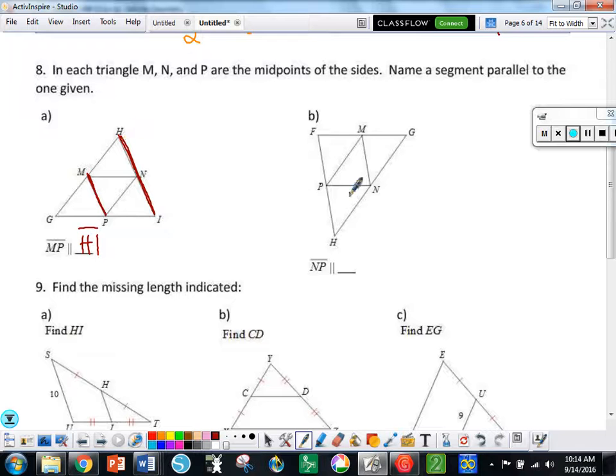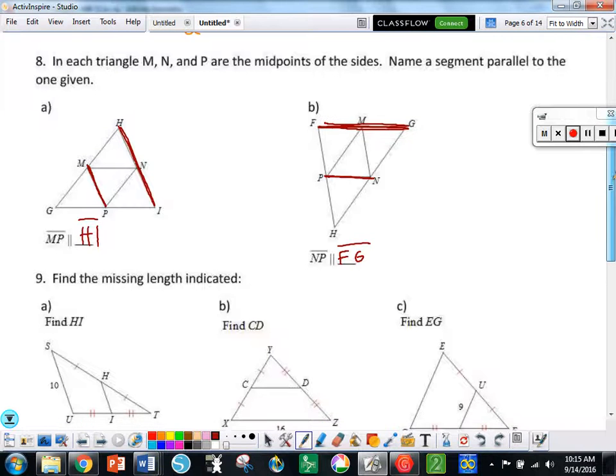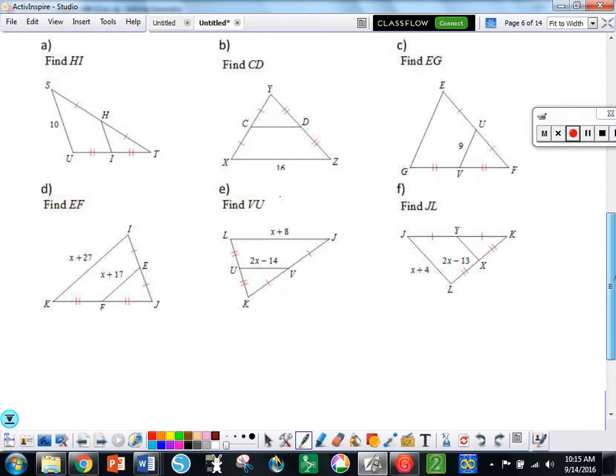Given NP, which base would be parallel to that? Do you need the little line over it? Yes, because we're talking about the segment, not the measurement. Those would be parallel. Good. That was quick, I hope. Last 6 problems and we're done.